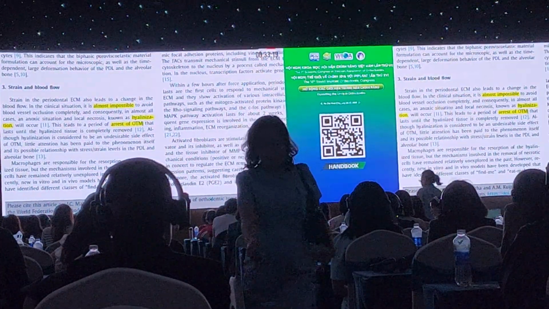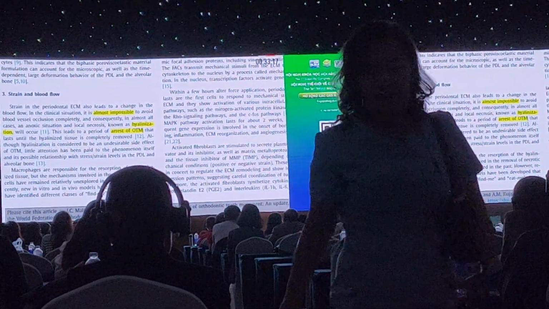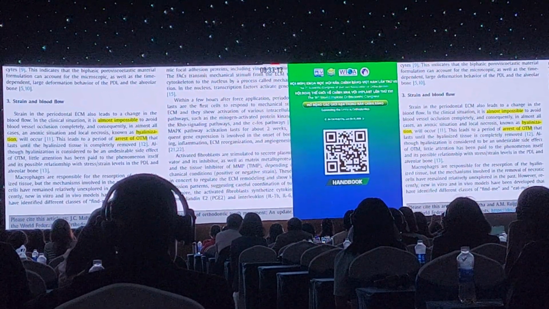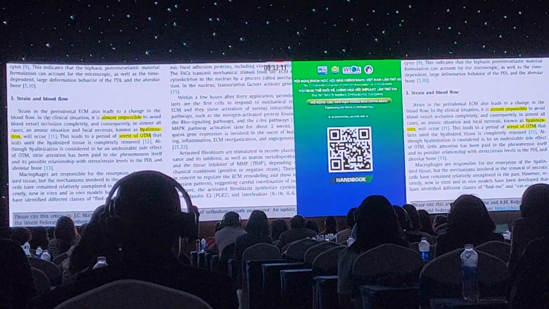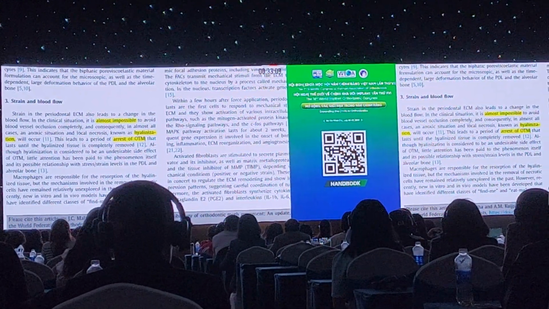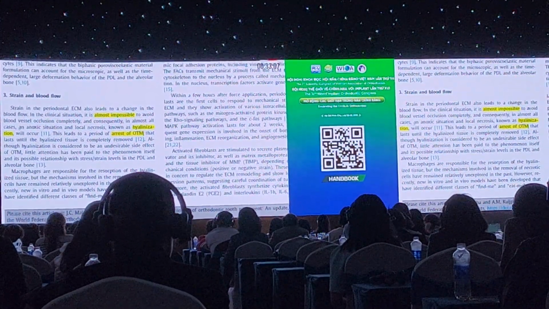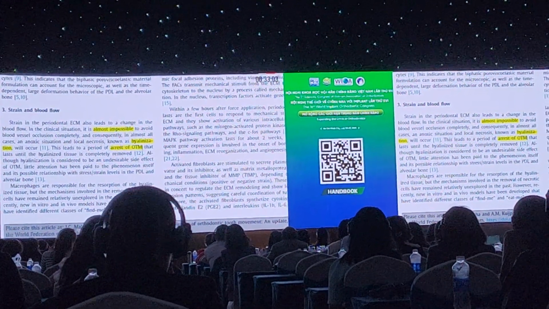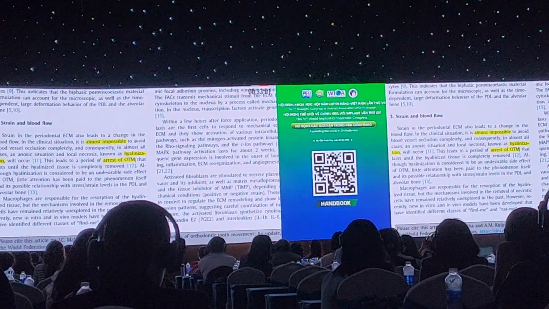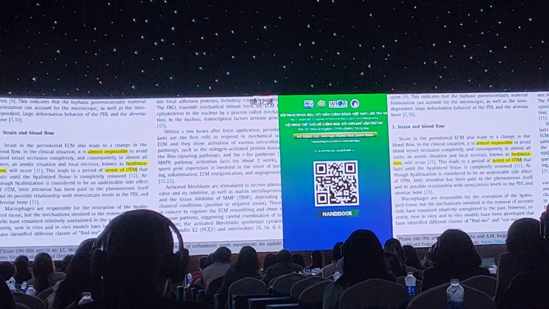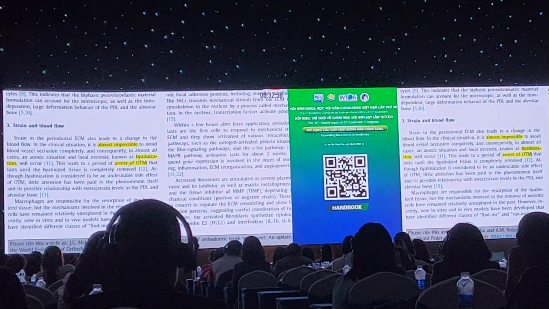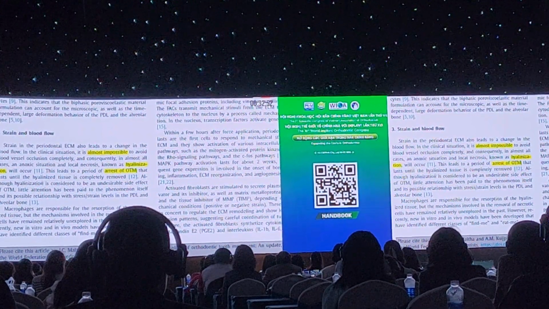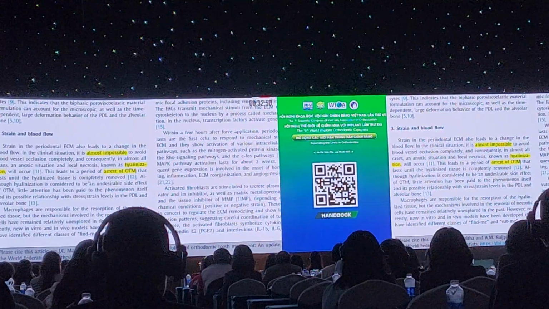When we put the force on the teeth, in the research of Reitan, he told us it's almost impossible to avoid the blood vessel occlusion completely, and consequently it's almost an anoxic situation and local necrosis. Hyalinization will occur, and this leads to barriers to orthodontic tooth movement that last until the hyalinized tissue is completely removed.